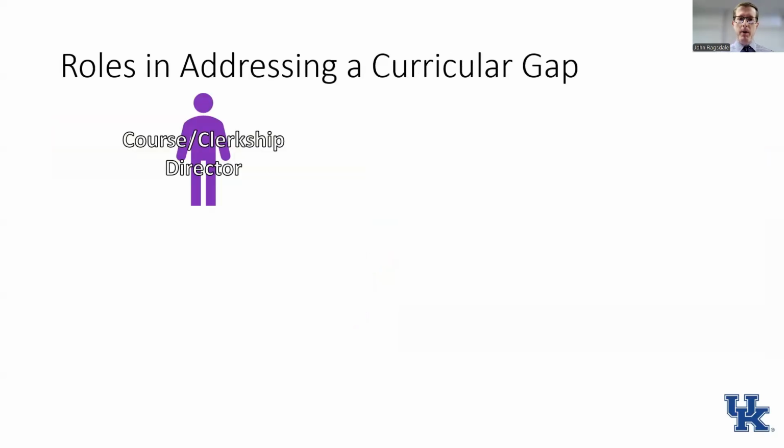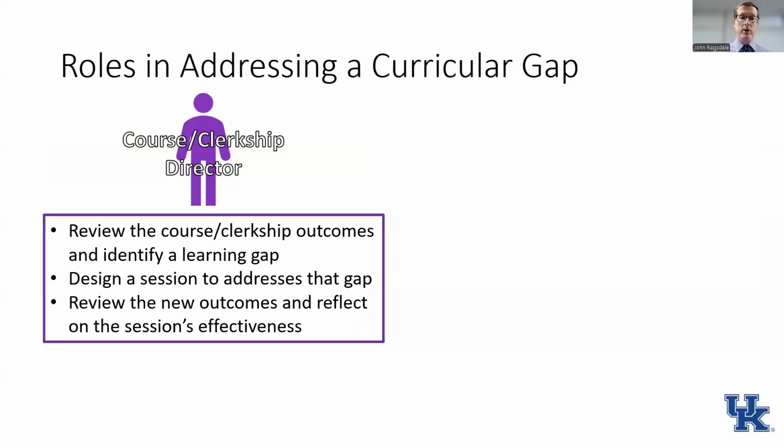So let's unpack that a little bit more with an example. Imagine there's some type of gap that's identified in a course or clerkship, an area that needs to be taught a little bit better, or a new area that needs to be added, or something that needs to be revised. And so you as the course or clerkship director look at the outcomes of your course, you identify this gap, you design a session to address that. You say, okay, we're going to add this new lecture, or we're going to add a workshop or revise this session to better meet this need of this improvement. Then you implement that, look at the outcomes of that, reflect on, was it effective?